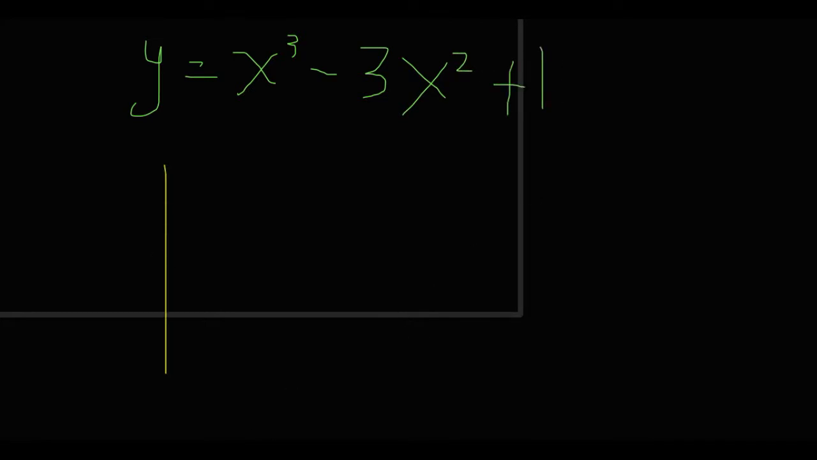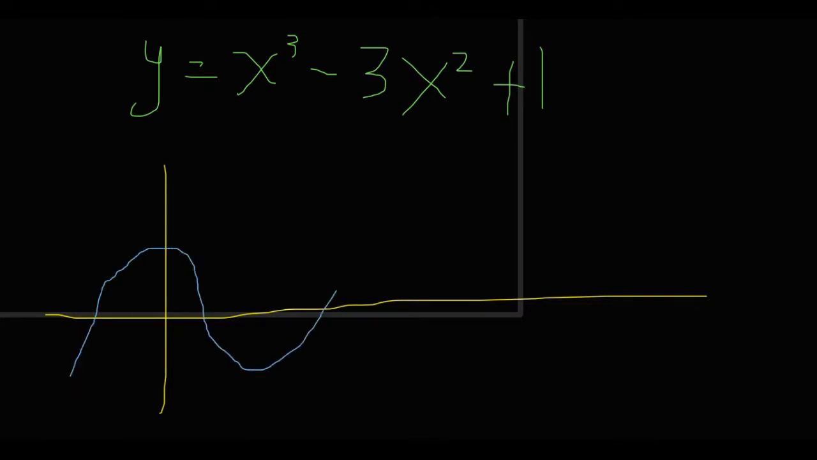Now let's say we have the equation y is equal to x cubed minus 3x squared plus 1. This equation will give us a graph like this. And again, the stationary points are the points on the graph where the gradient is exactly 0.